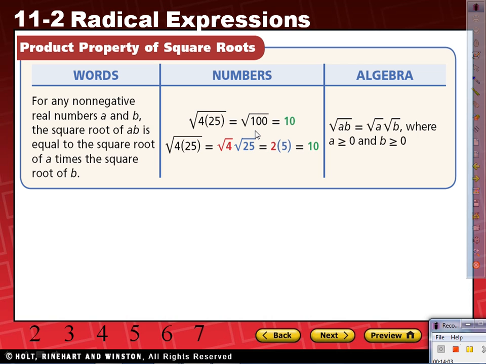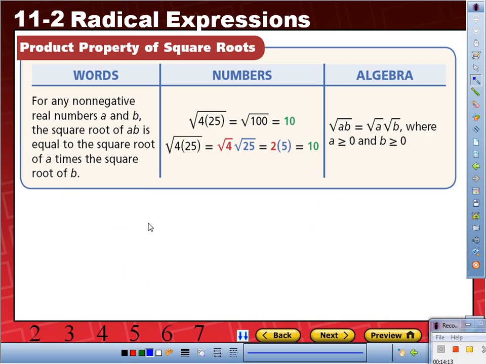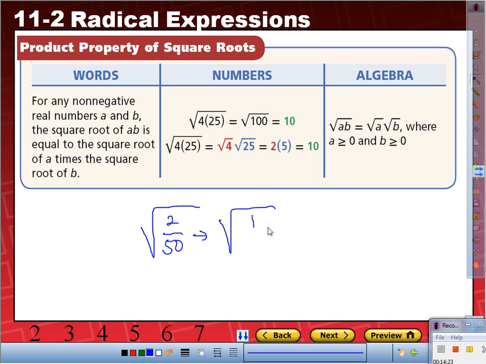Earlier, I said there was a property that we used for division, and it was like this. Everybody look up, please. I gave you something that looked like this: square root of 2 divided by 50. And I said simplify. That was the first step. That became 1 over 25. From there, this became square root of 1 over square root of 25. And the square root of 1 is 1, square root of 25 is 5.